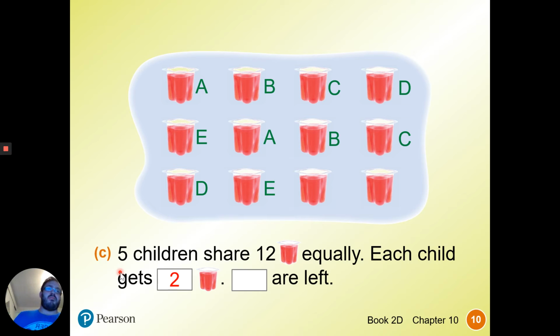Now let's just go over to our multiplication. Now remember, 5 children share 12 equally, so they get 2 sets each and 2 are left. Well, this is kind of like our multiplication, isn't it? If we take 2 and we times it by 5, that gives us 10, and we add these missing 2, that gives us 12. So division is the opposite of multiplication.